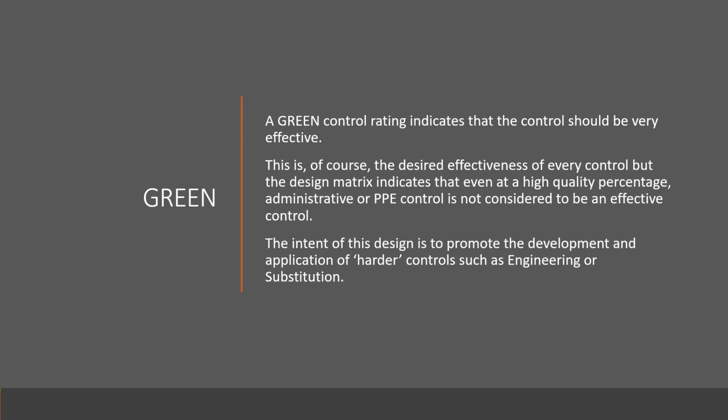A green control rating indicates that the control should be very effective. This is, of course, the desired effectiveness of every control. But the design matrix indicates that even at a high quality percentage, administrative or PPE control is not considered to be an effective control. The intent of this design is to promote the development and application of harder controls, such as engineering or substitution.